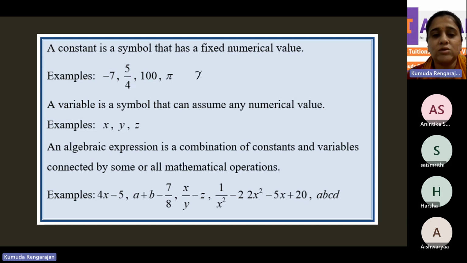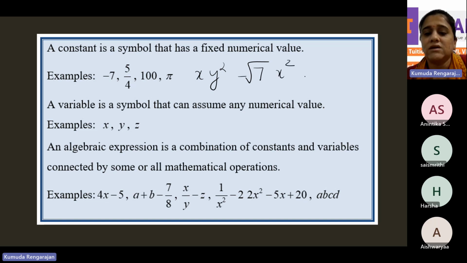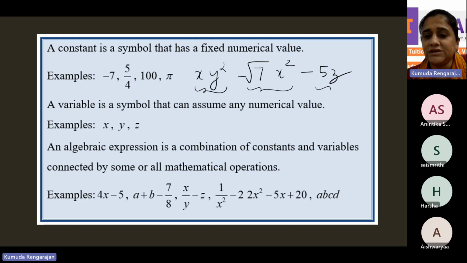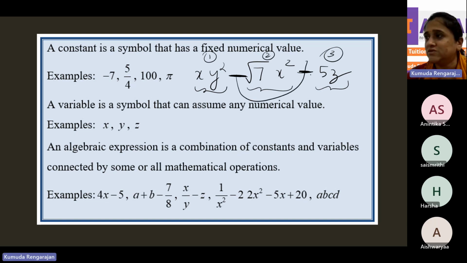So let me write another one. So if you have xy square minus, something like root 7x square minus 5z. Okay, so our focus is only on variables, on nothing else. All right, so first of all, there are 3 terms, 1, 2, 3 terms, because terms are separated by a plus or a minus sign. So you can see a separator here, minus. So first term, second term, and again a separator here, third term. 2 separators, so 3 terms will be there.